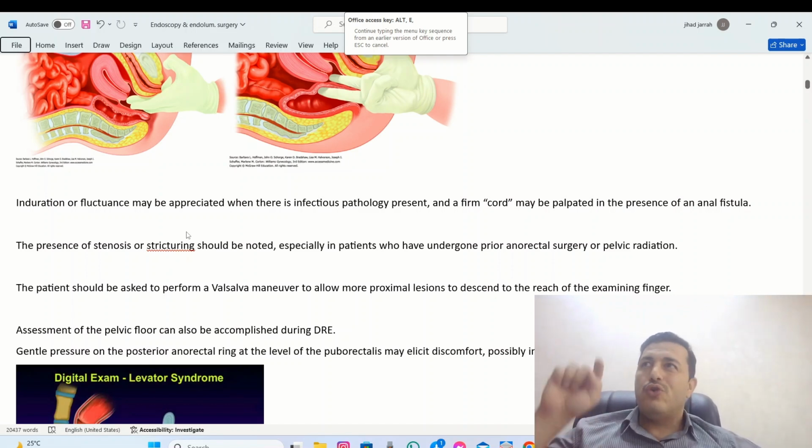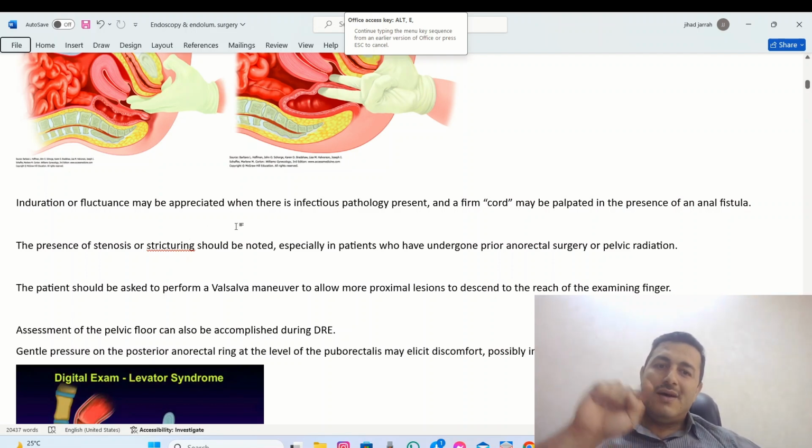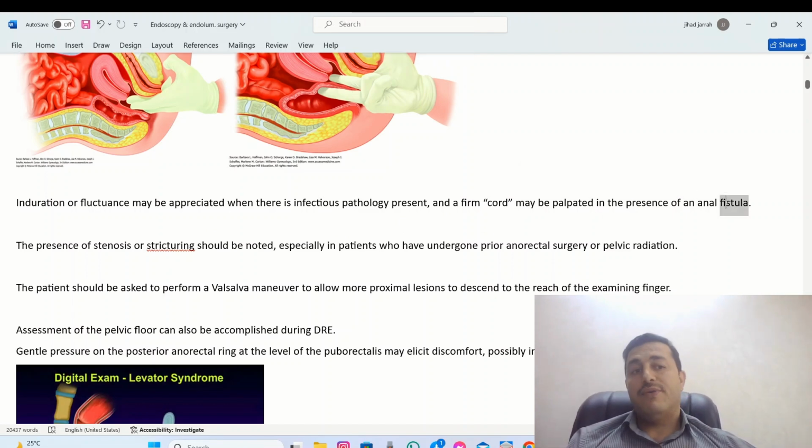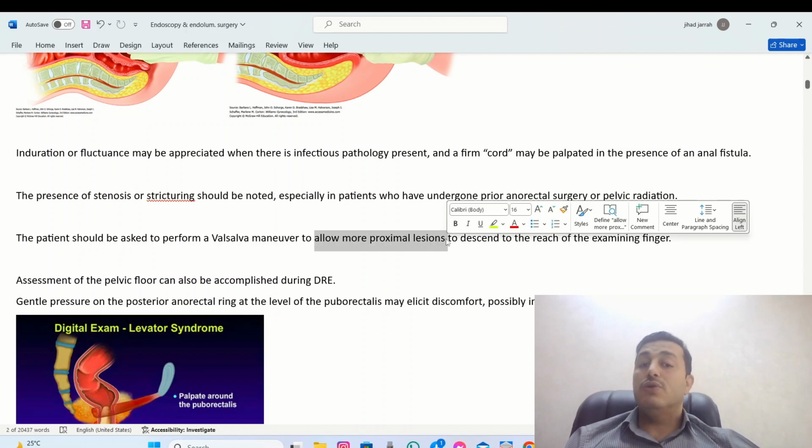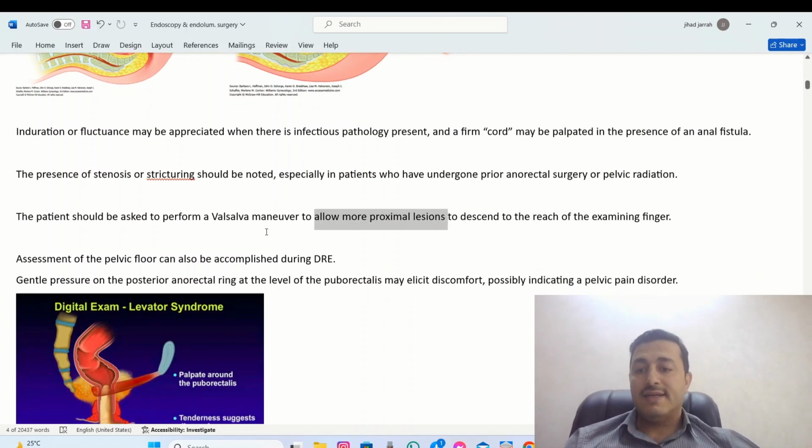Any firm cord, fibrous cord, may indicate fistula while performing digital rectal exam. Also, asking the patient to do Valsalva maneuver, increasing the intra-abdominal and pelvic pressure, will help us to allow more proximal lesions to descend so we can detect them.